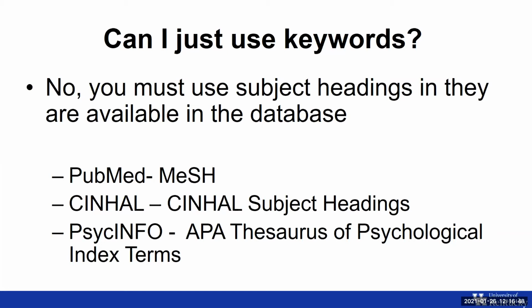But if you do have access to Embase, or a colleague that you're working with on a systematic review has access through their library, I would definitely suggest searching Embase as well. And Embase has Emtree, I believe it's called Emtree, as their subject term.